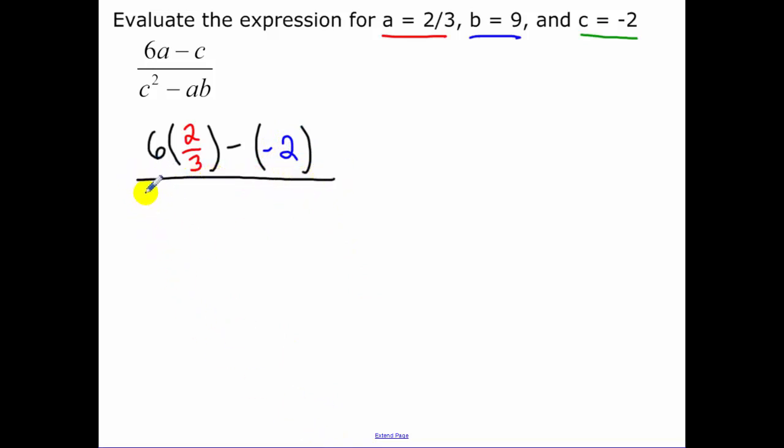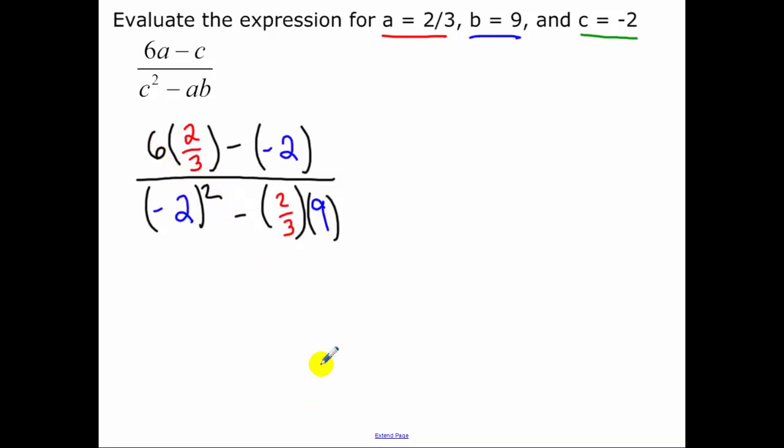That's all over C squared, which was -2, minus A, which was 2/3, times B, which was 9.